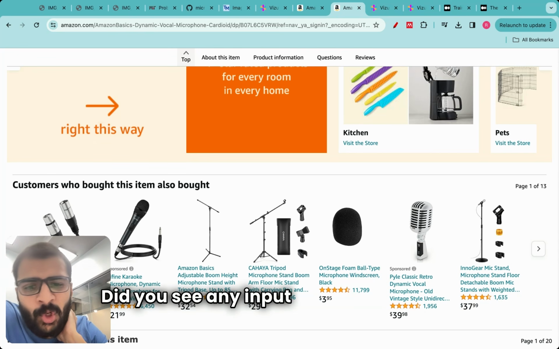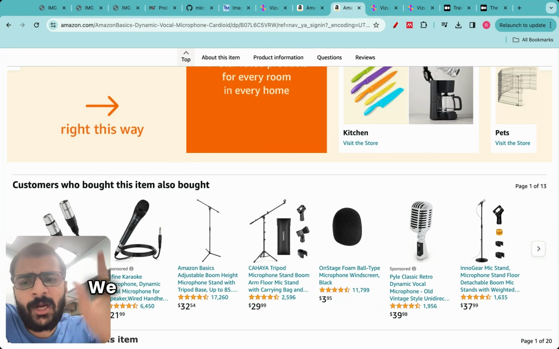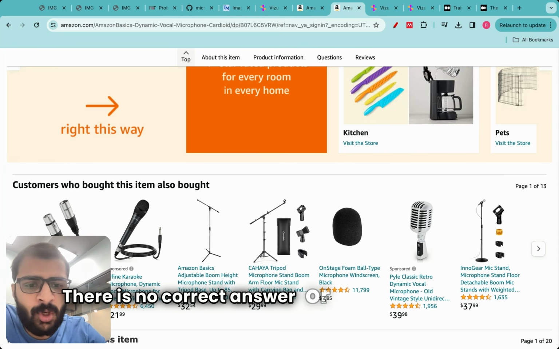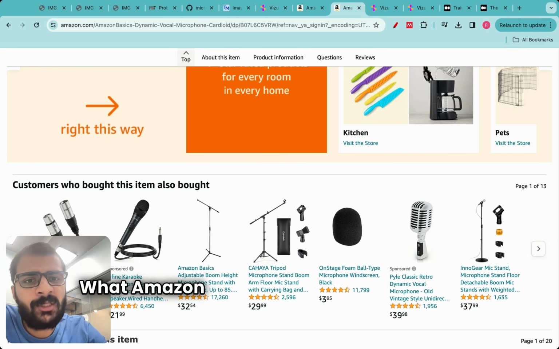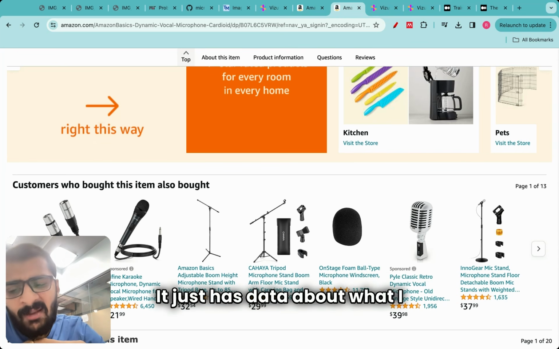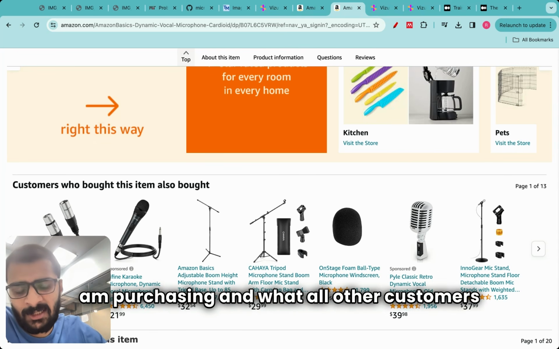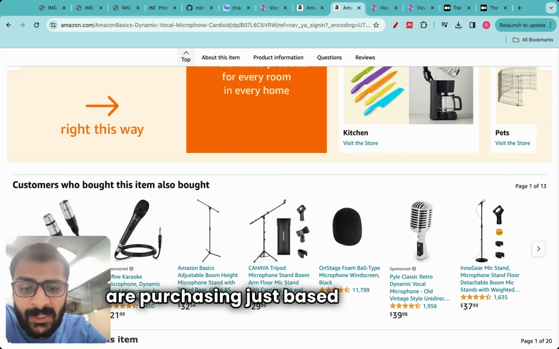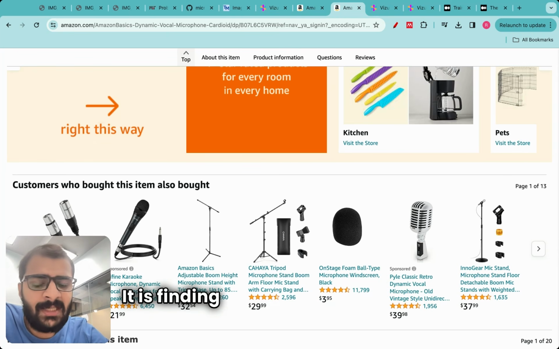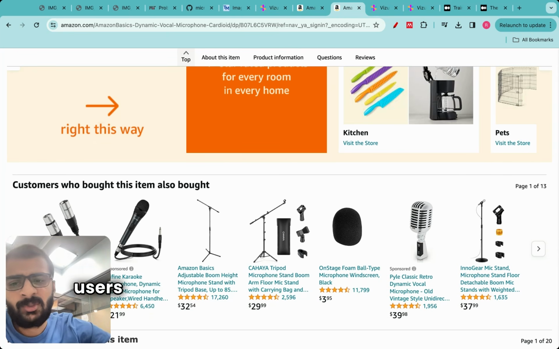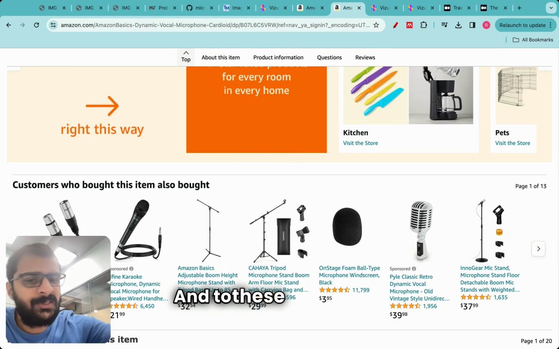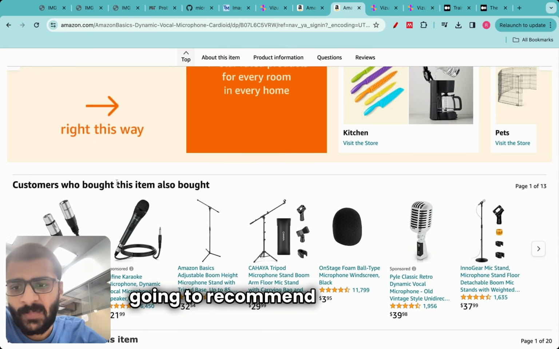Did you see any input output pairs here? We are not telling Amazon to do anything. There is no correct answer or wrong answer here. What Amazon is doing is that it just has data, right? It just has data about what I am purchasing and what all other customers are purchasing. Just based on this data, it is finding patterns on its own. It is finding that, okay, there are 150 users who like electronics like these, including me, and to these users I am going to recommend what to buy.